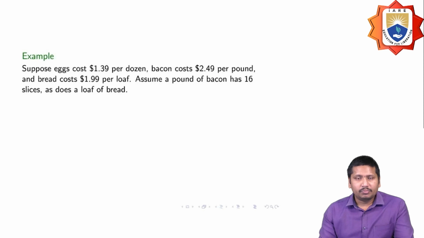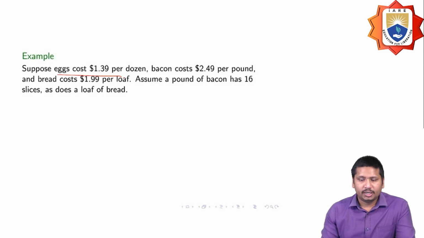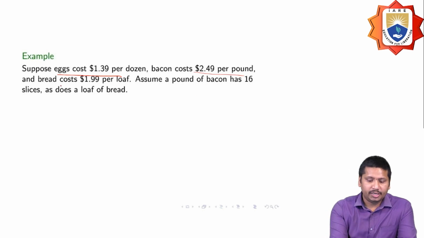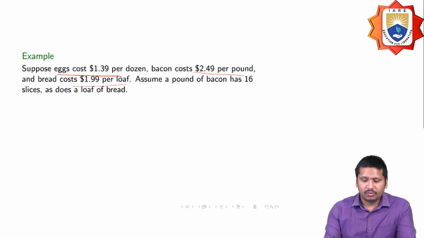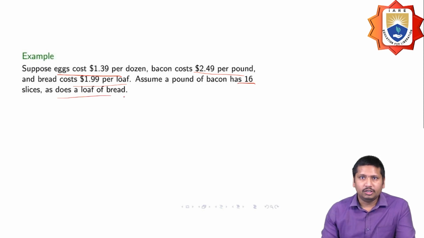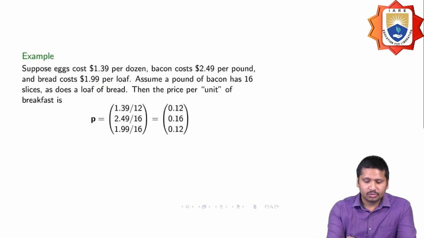Under this example, suppose eggs cost $1.39 per dozen, bacon costs $2.49 per pound, and bread costs $1 per loaf. Assume that a pound of bacon has 16 slices, and a loaf has a number of slices of bread. How can I represent it? This vector can be represented.